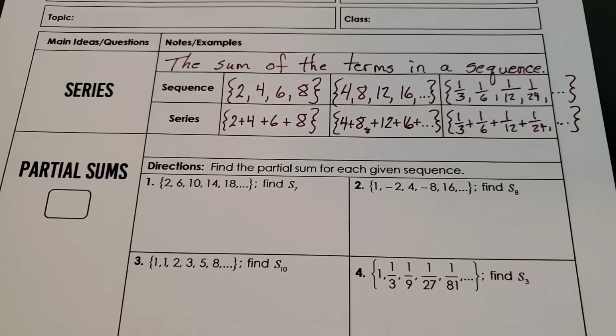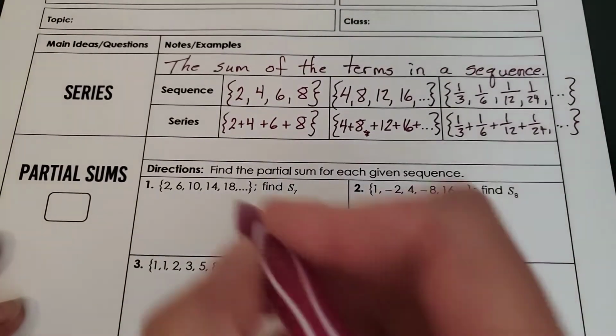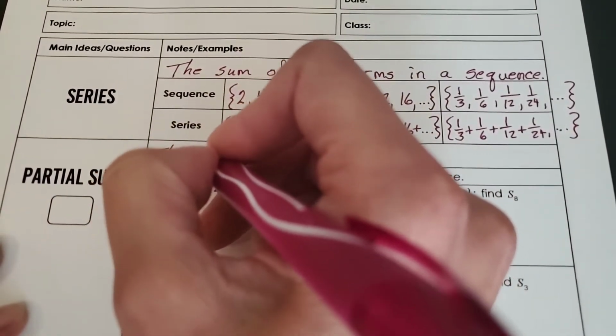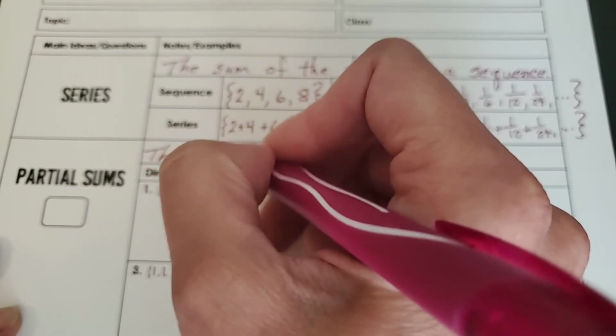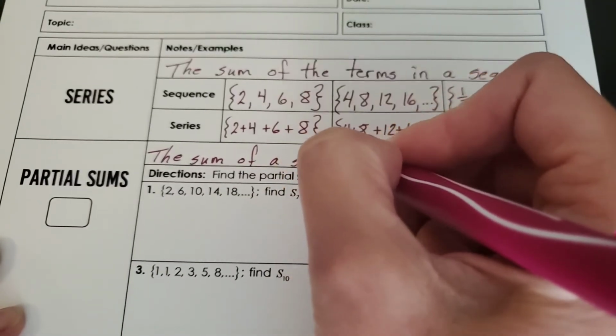How do you find that sum? But before we get to infinite series, we're going to look at partial sums. Okay? A partial sum is, by definition, the sum of a specified number of terms.